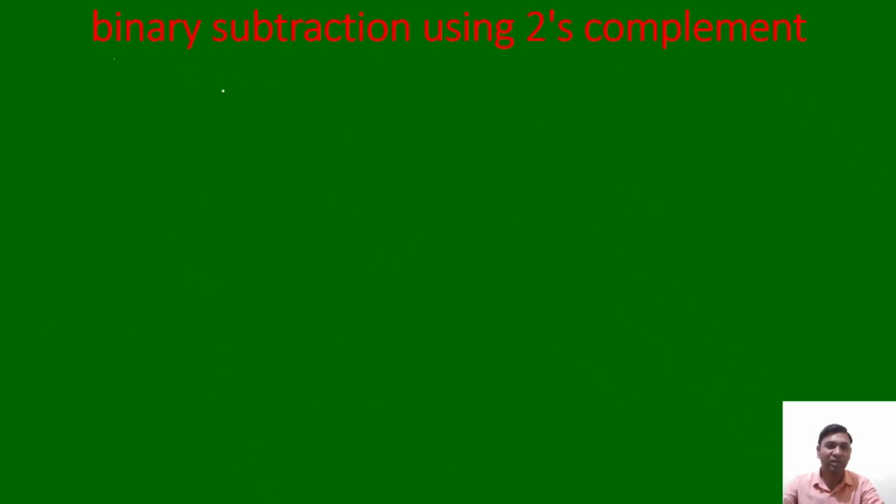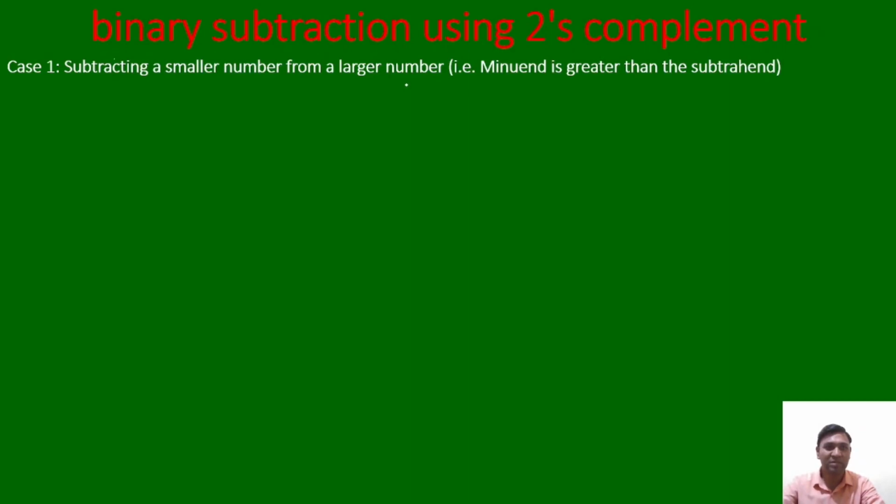Now let us continue with binary subtraction using 2's complement. Case number 1: subtracting a smaller number from a larger number, that is, the minuend is greater than the subtrahend. So let me take an example over here. I'll write 51 minus 25. So it should give me plus 26. So let us convert both of these two numbers into their binary equivalents.